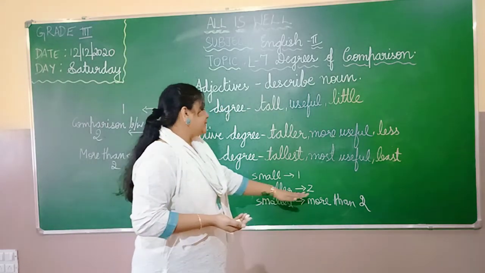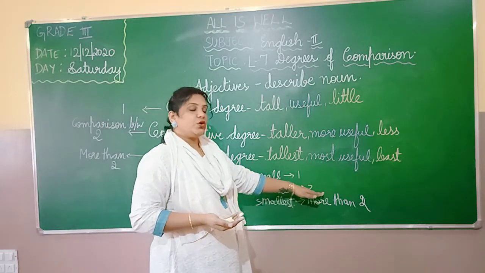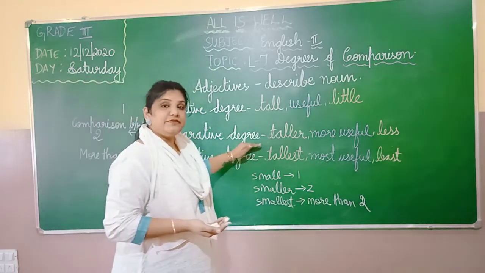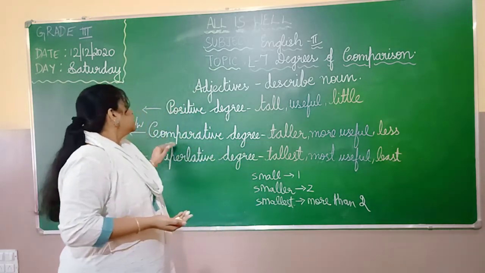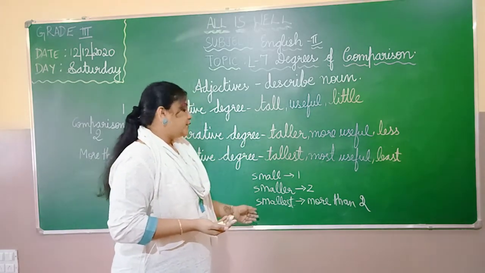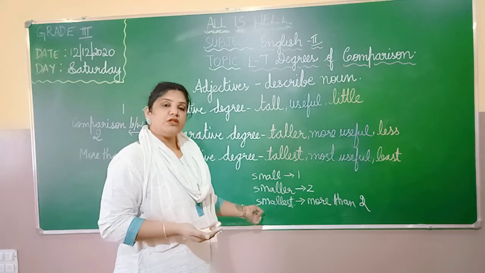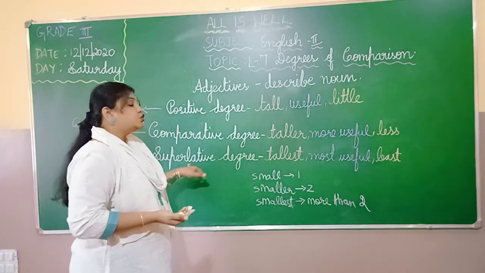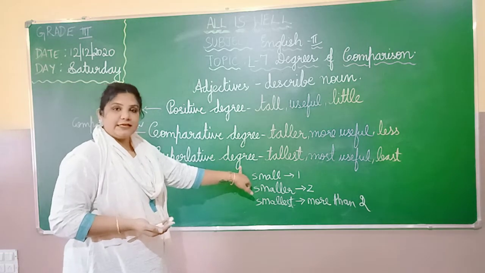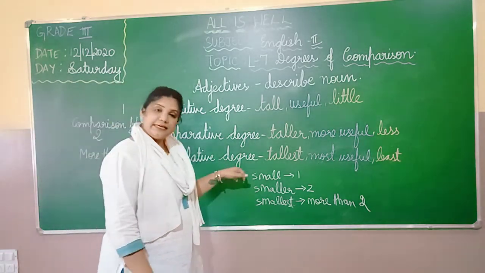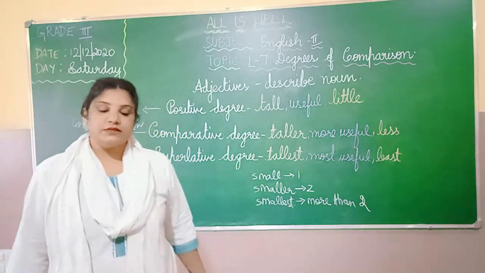When I am comparing between two things, okay, that is called as your comparative degree. What is it called? Comparative degree. And when I am comparing between more than 2, it is called as superlative degree. What is it called? Superlative degree. Okay? Understood, children?